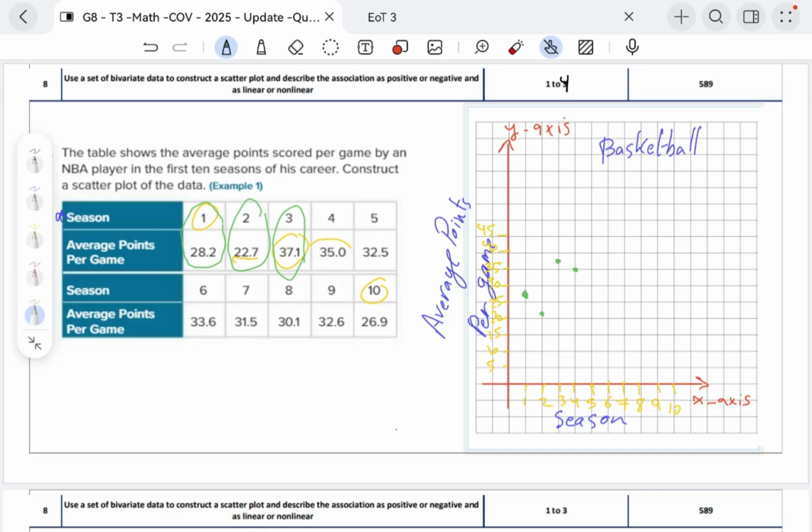The fifth point at 5 with 32. And the next point, 6 with 33, it will be here. The seventh point at 7 with 31. And then 8 with 30. Next point, 9 with 32. And the last point, 10 with 26. It will be here.